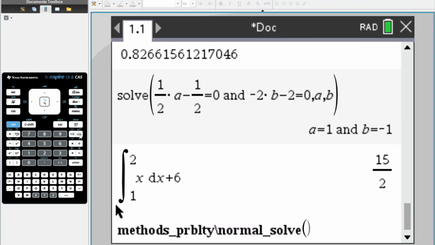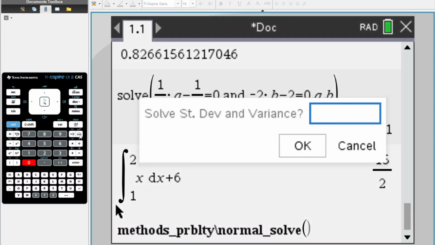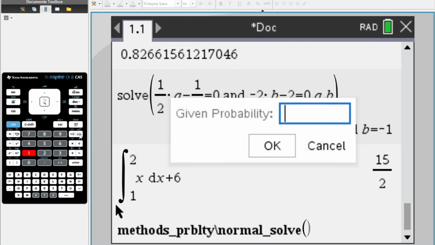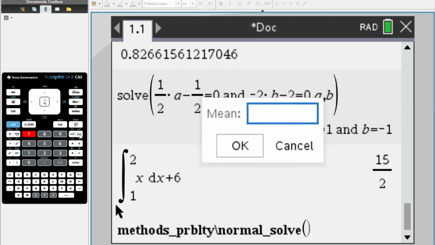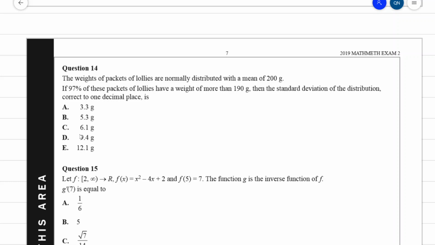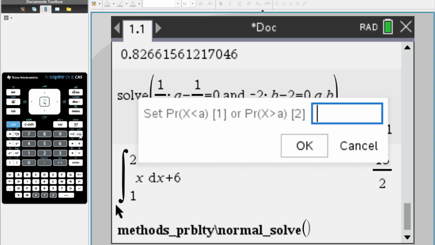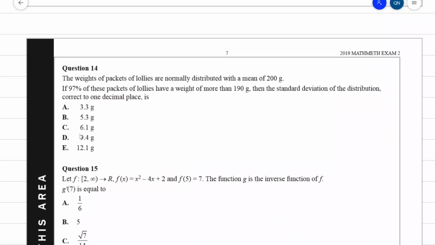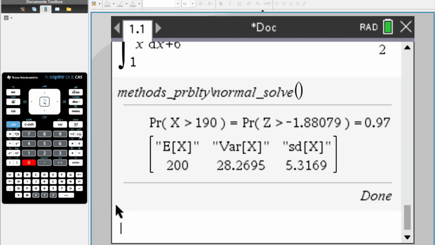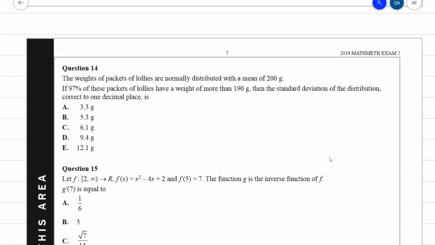Normal Solve. Okay, and we want to solve for the standard deviation. The given probability is 97%, so 0.97. The mean is given as 200, and which probability setting do we want? We want greater, since packets have a weight of more than 190. So that's option 2, and the A value is 190, and that gives us a standard deviation of 5.3. So that's option B.